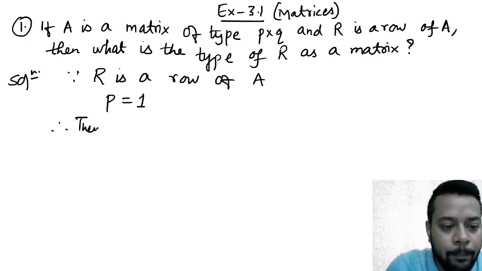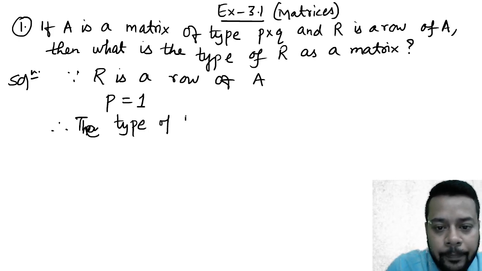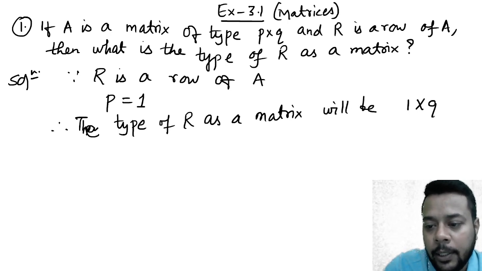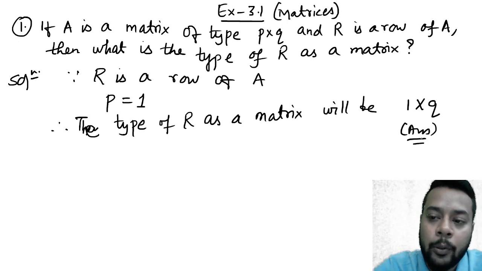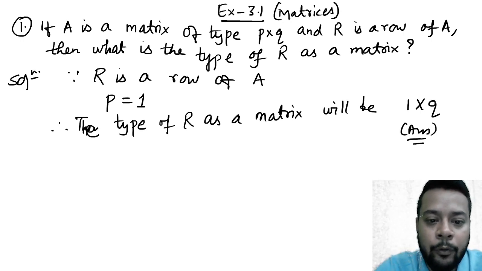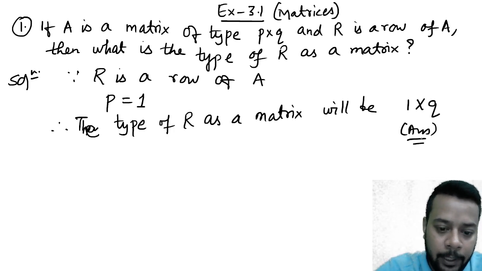Therefore the type or the order of R as a matrix will be simply 1 by Q, because they have told you that R is a row of A. So in that situation the value of P will be 1, number of row will be 1. So the type of R as a matrix here will be 1 by Q simply. Moving to the next question, number 2.